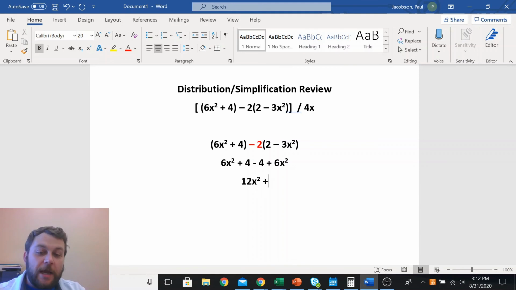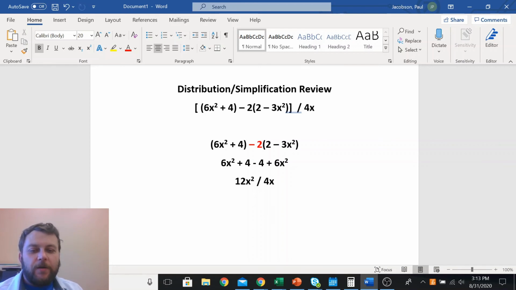Now, plus 4 and a minus 4, what happens there? They cancel out. It just goes to 0. We don't even have to worry about it. Remember, that's just the top part of our equation, but all of that is being divided by 4x. Now we can go a little bit farther than this.